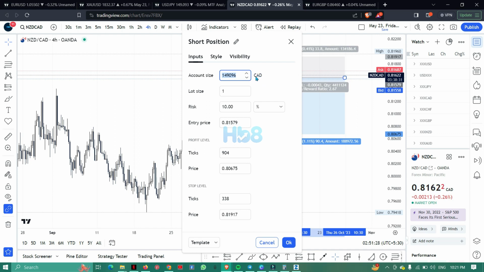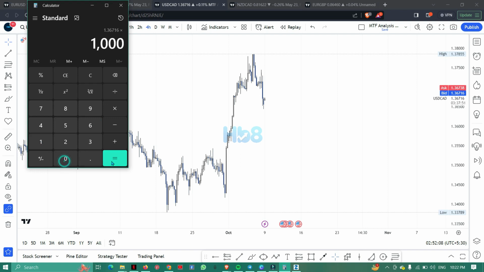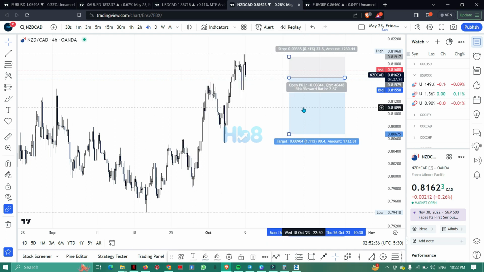And how do you do that? It's simple. Just get the exchange rate of USD CAD, that's 1.36716. If you multiply this by 1,000, which is your account balance, you have 1,367. Now that's your account balance here in Canadian dollar. Once you do that, you can see that the quantity is now 40,448.